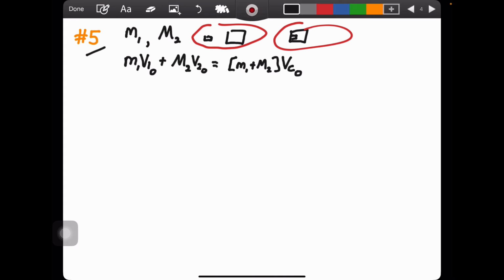So this problem involves knowing a perfectly inelastic collision and how to set it up. That's what I just did. But it also involves us understanding the idea of the work energy theorem.